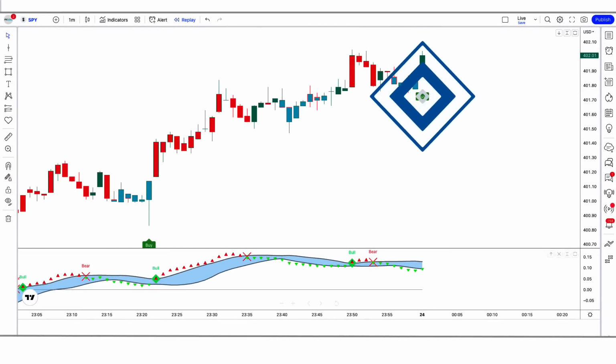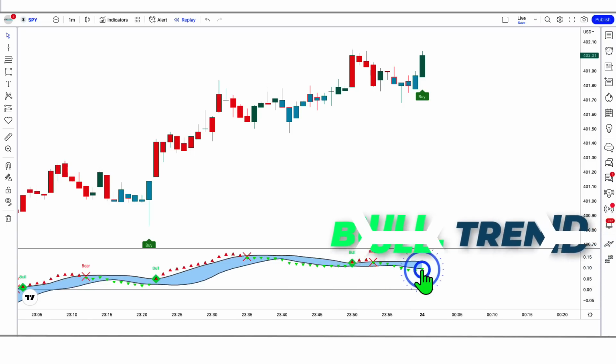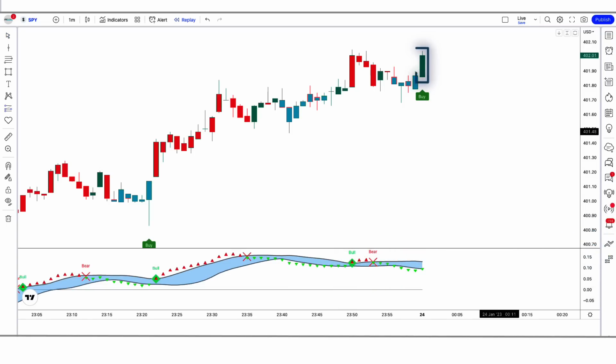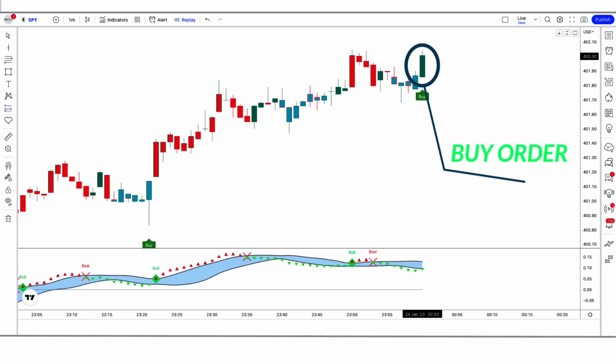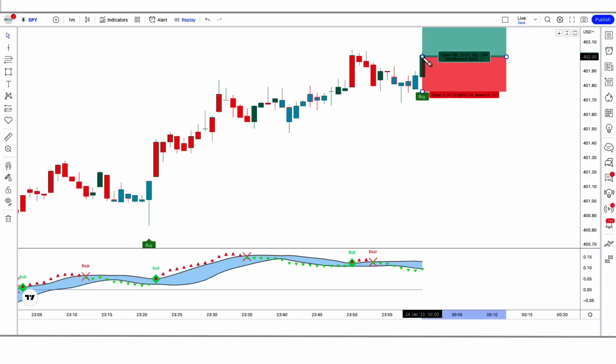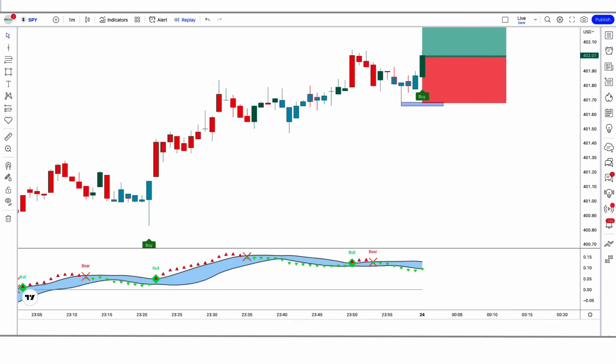When the Willy Alerts indicator gives us a buy signal, when the trend alerts show a bull trend, and when the market forms a bullish candle, if this condition is fulfilled, then we will place a buy order. Our stop loss is to be placed at the low of the previous market, and the risk to reward ratio will be 1 to 1.5.